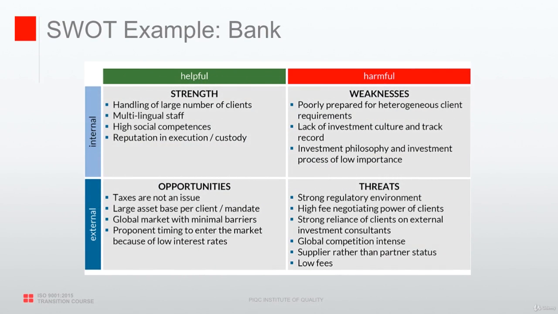Another SWOT example, this could be a bank. Internal and external, again, two rows are there. The internal strengths they identified, as shown on this slide, are handling of large number of clients, multilingual staff, high social competencies, reputation, and execution of custody. Their internal weaknesses were poorly prepared for heterogeneous client requirements, lack of investment culture and track record, and investment philosophy and investment process of low importance.